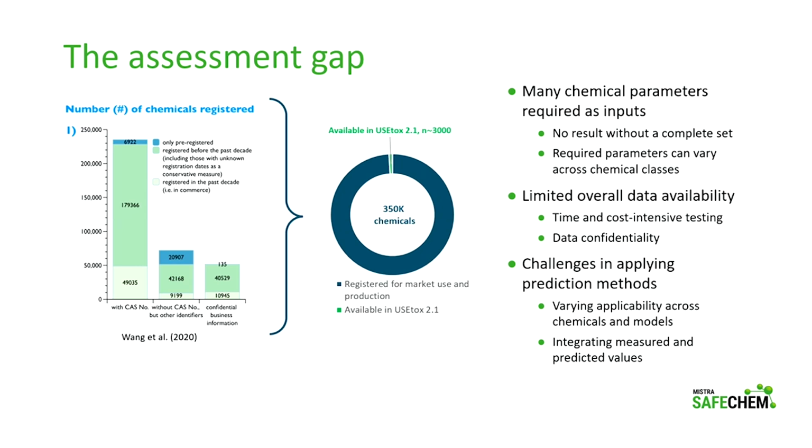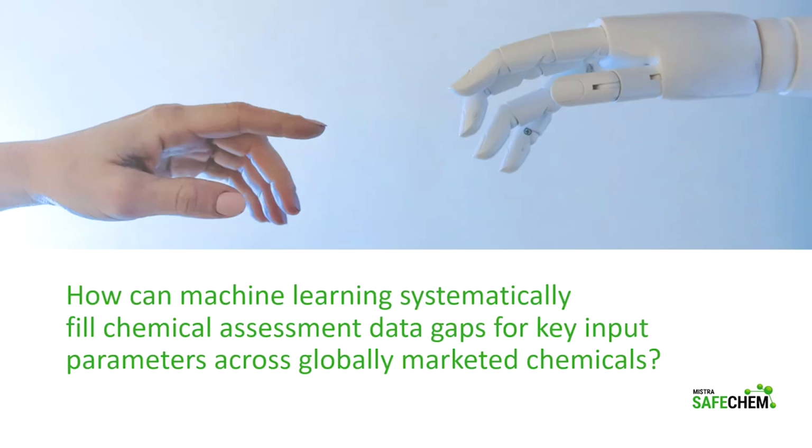And finally, there are several challenges in applying prediction methods, because often the applicability varies across chemicals and models, which makes it challenging to understand when which model is actually applicable for which chemical. And especially in comparative assessment, we see some issues with integrating measured and predicted values due to their varying uncertainty. And we haven't really figured out yet how to do that so that the comparison is actually still fair.